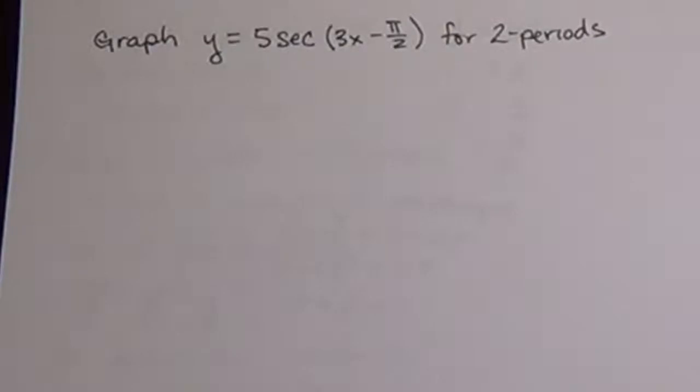So let's look at a couple of examples. In this first example, we want to graph y equals 5 secant of 3x minus pi over 2 for 2 periods. So again, the first thing we're going to want to do is start by finding the information just like we did for sines and cosines, and then we're going to use that information to figure out what, in this case, the cosine graph looks like, and use that to get our graph of the secant.